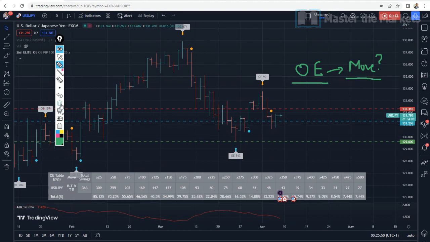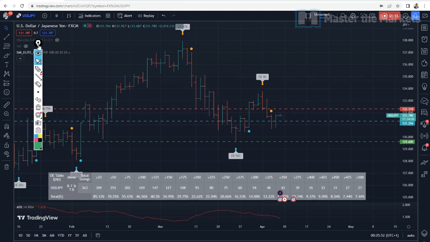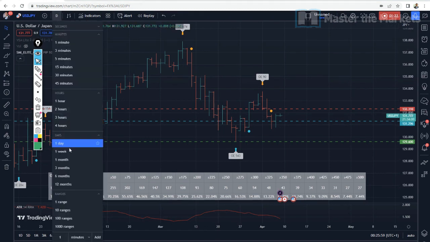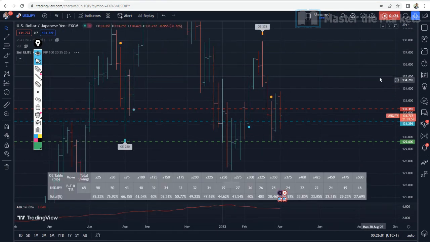Now let's take a look at this. So I'm using a time frame correlation at the moment. I'm taking a look at dollar yen on the daily and the weekly. So let me start on the weekly time frame over here.